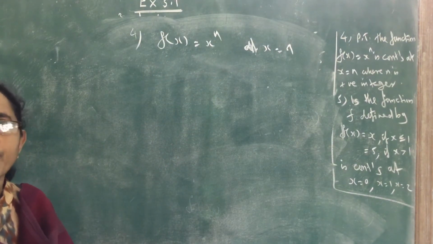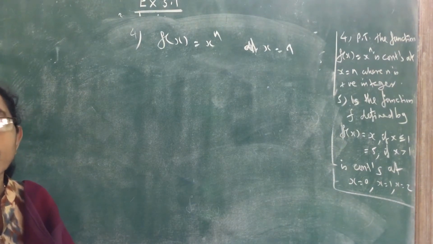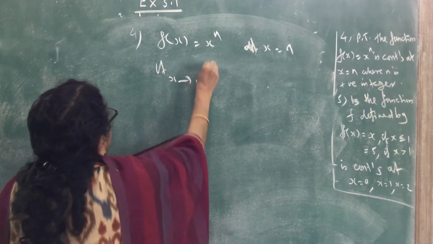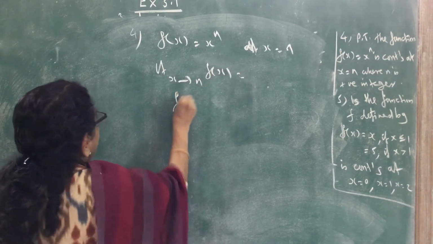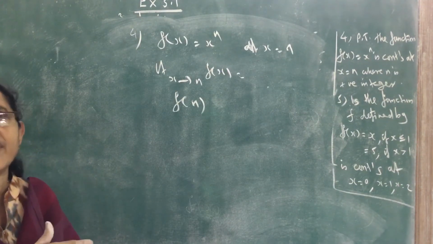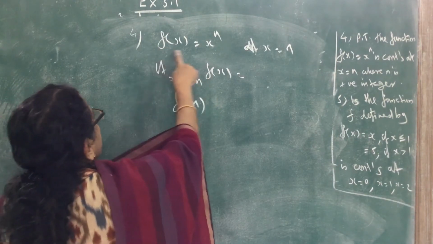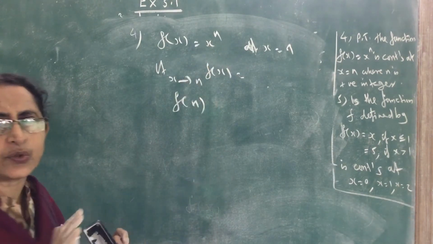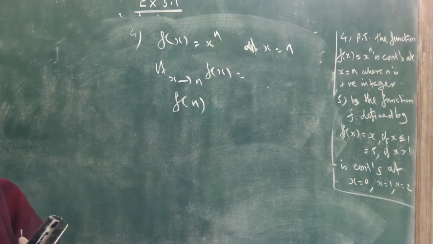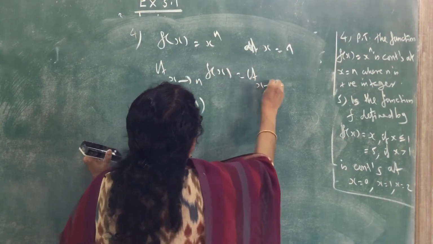So to prove that the function is continuous at x equal to n, what do we have to do? We have to find the limit x tends to n of f of x, and f of n. We have to find both, and if these are equal, we can say it is continuous. So what is limit x tends to n f of x? f of x has only one value, that is x raised to n. So we only want to find the limit, no need for left and right limits. So limit x tends to n f of x equals limit x tends to n.